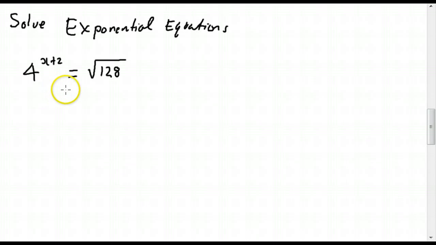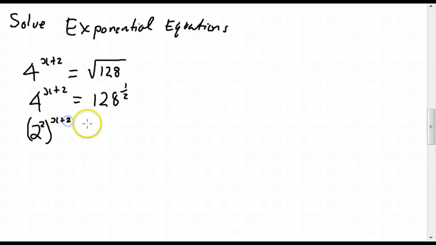Okay, let's solve an exponential equation now. We'll do that algebraically by expressing these powers, the 4 and the 128, with the same base. First, we'll start by changing the square root of 128 to exponential form, which is 128 to the power of 1/2. Now we need to express these both with the same base. The common base for 4 and 128 is 2. 4 will be replaced with 2 squared, and that's raised to the exponent x plus 2. And 128 is 2 to the 7th.